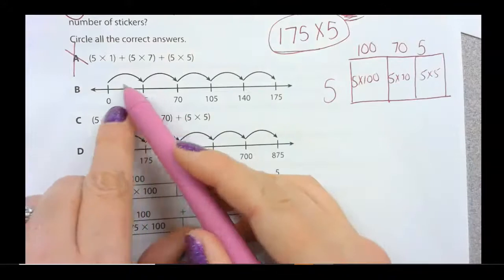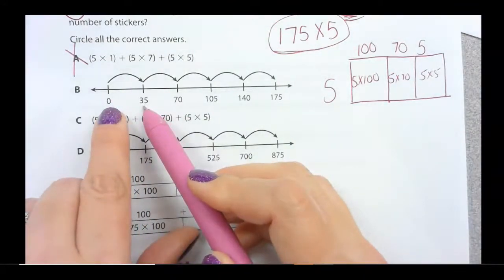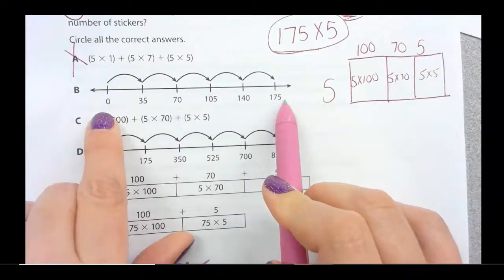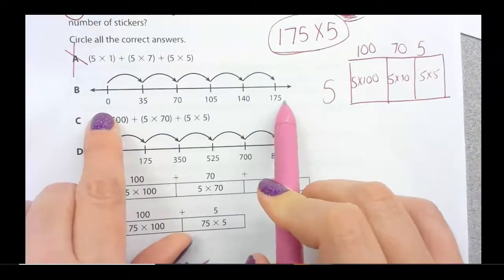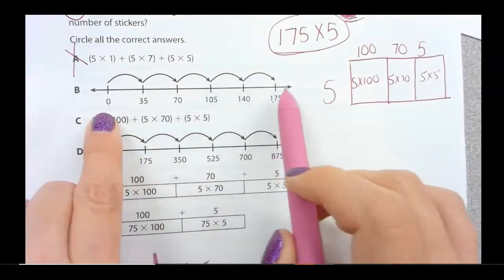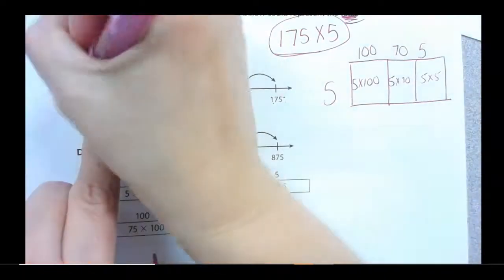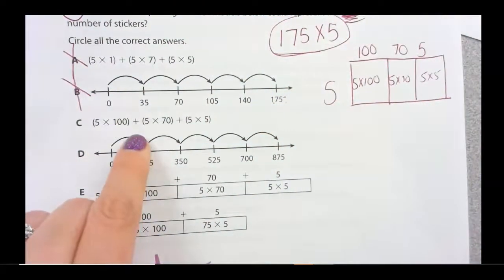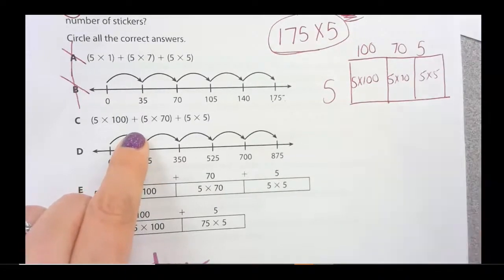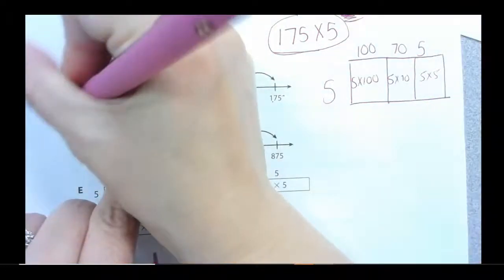What about B? We're starting at 0 and it goes to 175. No. If this was supposed to be correct, it would skip count. It would start at 175. So B is not correct. What do you think of C? Yes. Yeah, right, Deja? That matches what we have. Good.